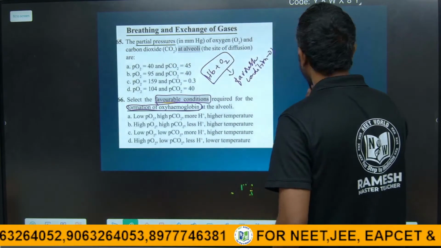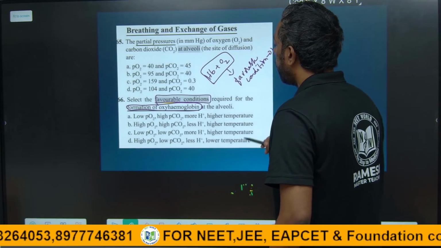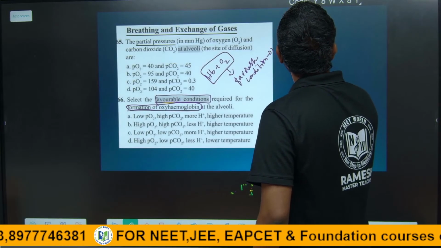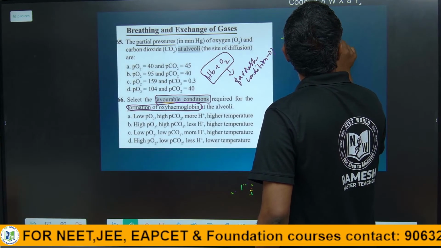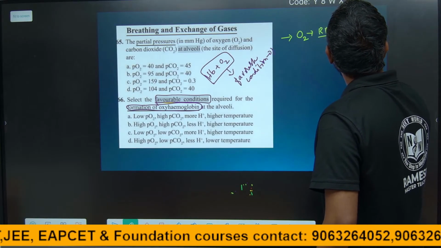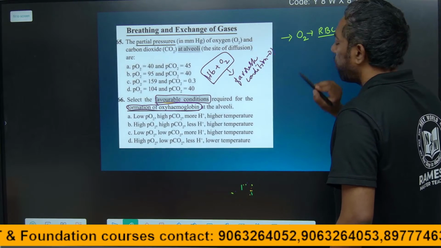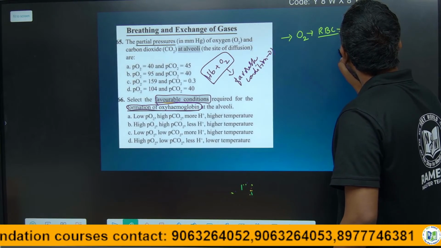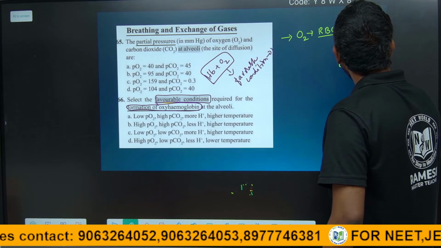Just look into this, guys. Oxygen is carried through the RBCs. In the RBC, there is a pigment called hemoglobin. Hemoglobin has 4 chains: 2 alpha chains and 2 beta chains.